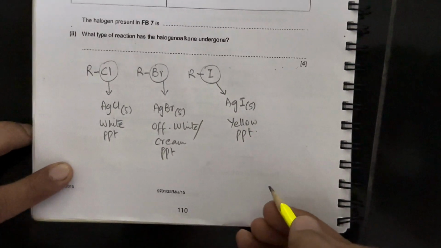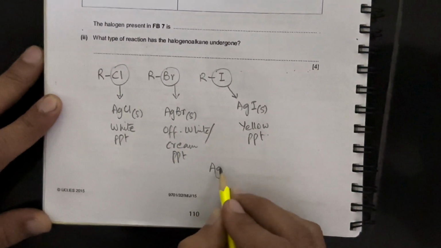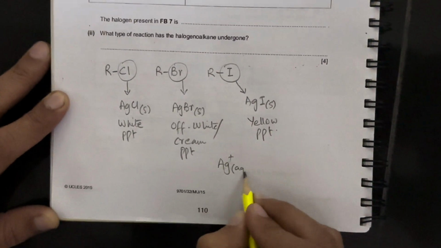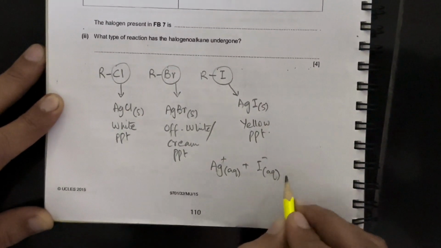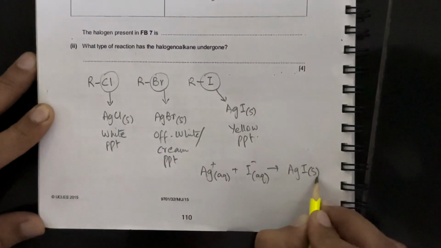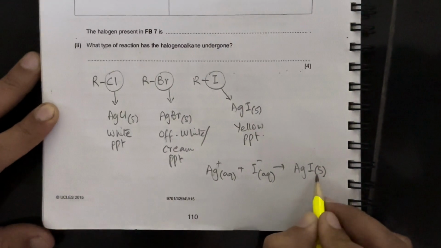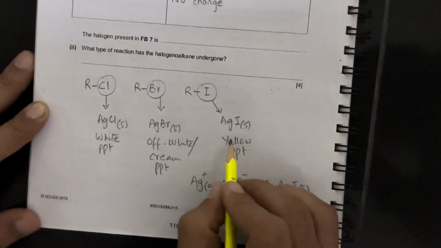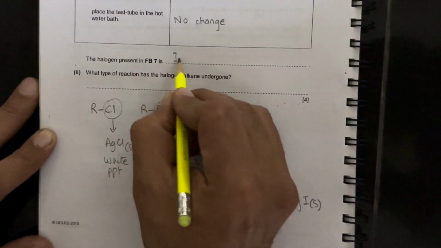And also we write the ionic equation this way: silver plus 1 from silver nitrate, when it gets any halide in the aqueous phase, it forms silver halide precipitates. So this is the ionic equation for the formation of silver halide. Now here we have yellow precipitates formed. So yellow precipitate means iodide was present.